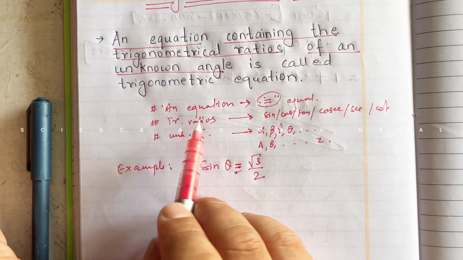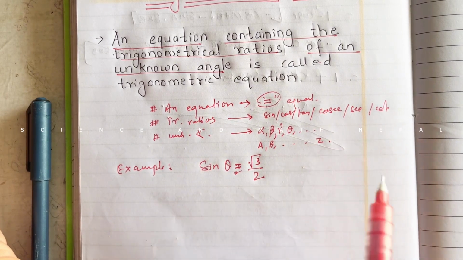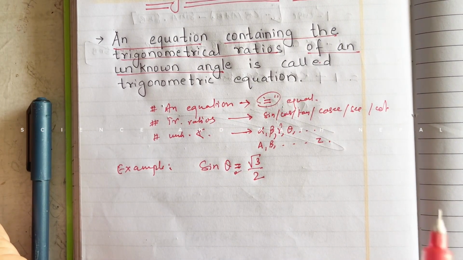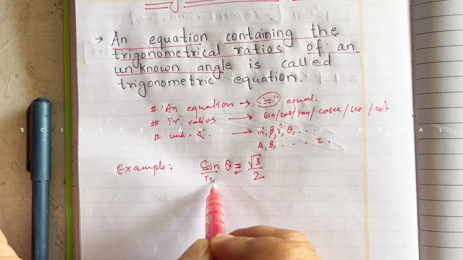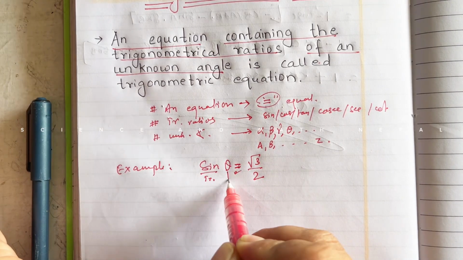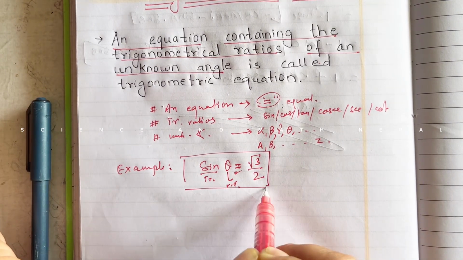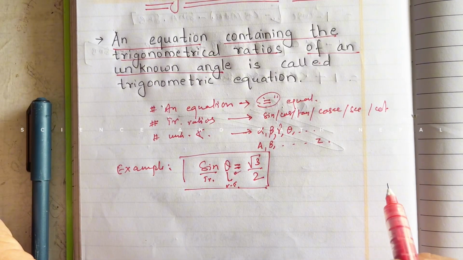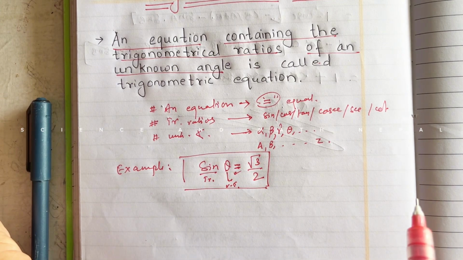Second, there must be trigonometric ratios: sine, cos, tan, cosec, sec, cot. There must be at least one trigonometric ratio. So here we have sine. It is a trigonometric ratio, and there is one unknown angle theta. Its value can be anything. So it satisfies all the conditions of the definition of a trigonometric equation. So sine theta equals root 3 by 2 is our trigonometric equation.